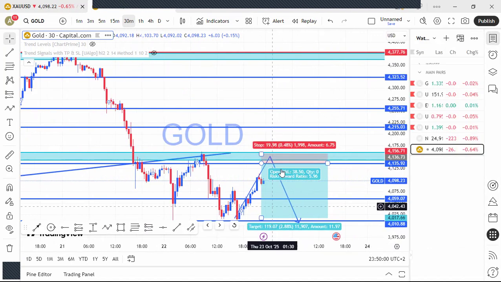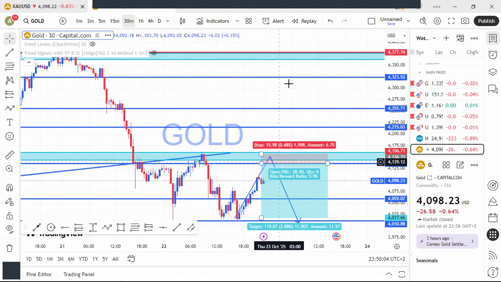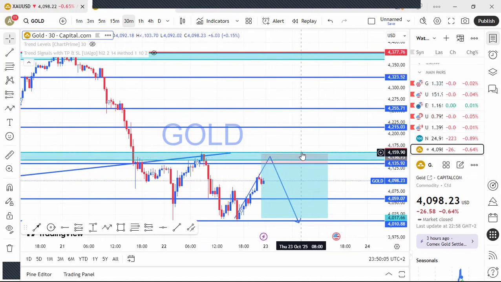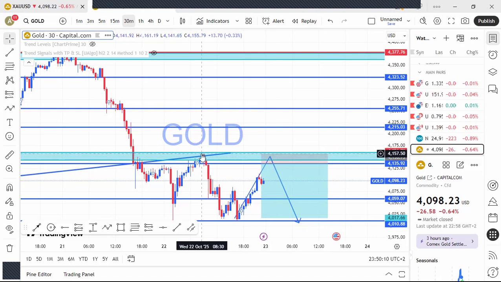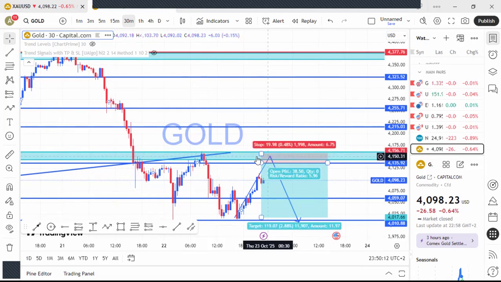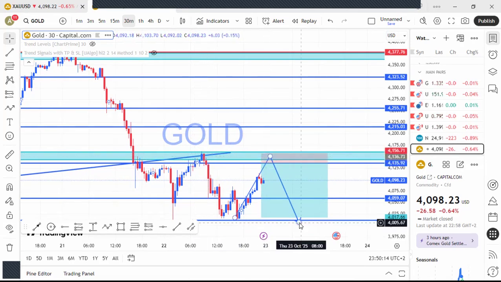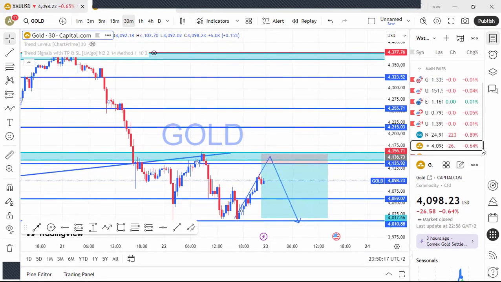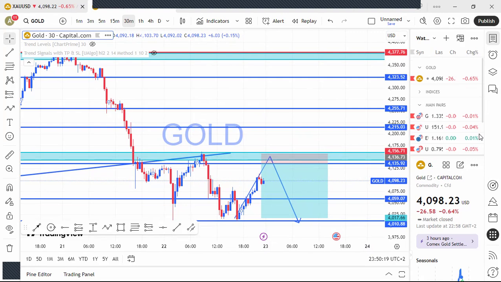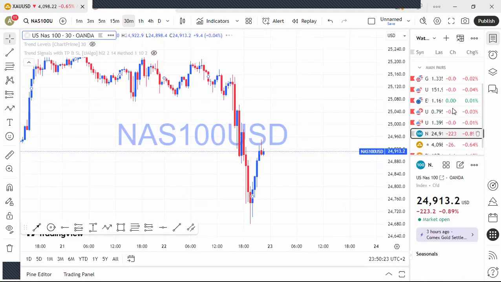So that's it, guys. Only if it breaks here and retests, we'll be looking for buys. But for now, what we're looking for is another retest here to give us what? A double top. Will give us a double top to the downside. So what we do, we'll switch. Let's check US30 Nasdaq.